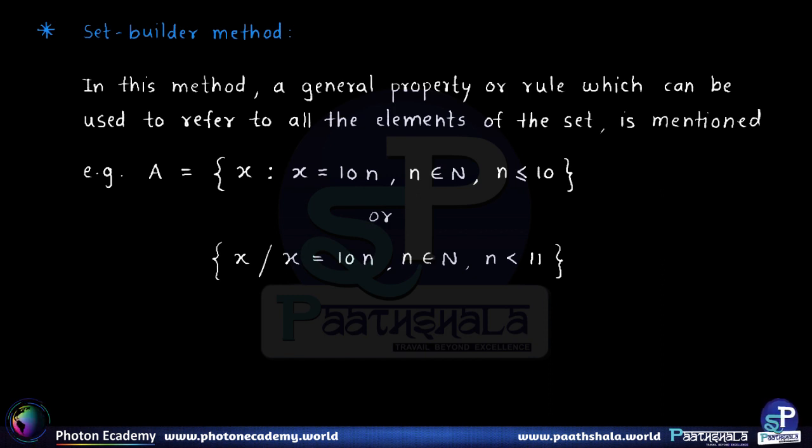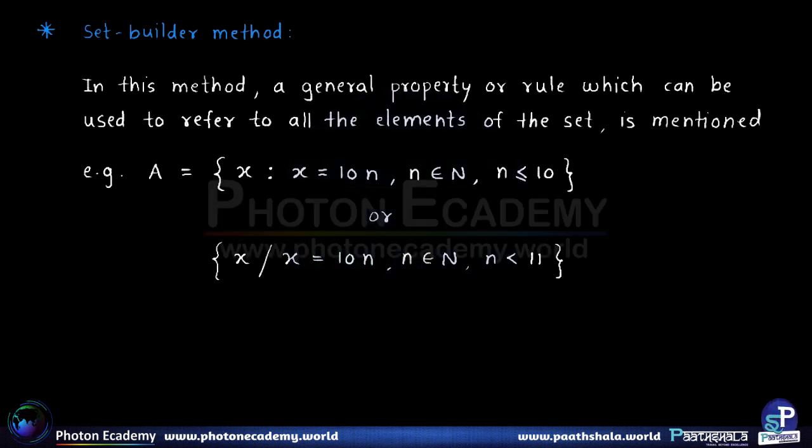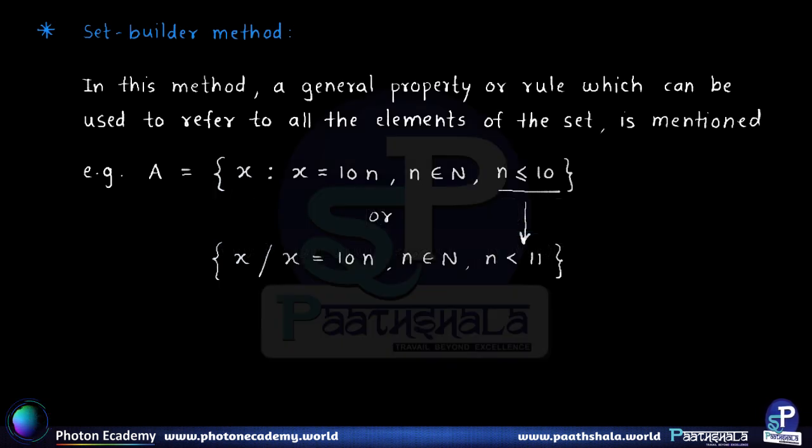Right. Now the other way is, instead of colon we can also write slash. So some authors or some books also use this notation, and instead of writing n less than or equal to 10, we can equivalently write that as n less than 11, because if it's a natural number and it is less than 11 it means maximum it will go up to 10. So in the set builder method we can have a bit of liberty to write the same set in slightly different ways.